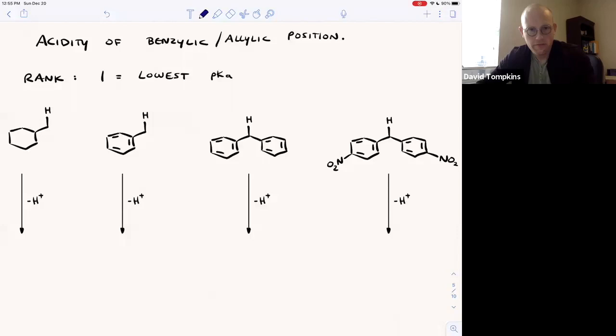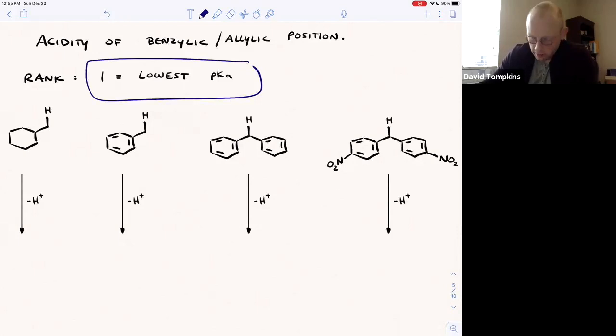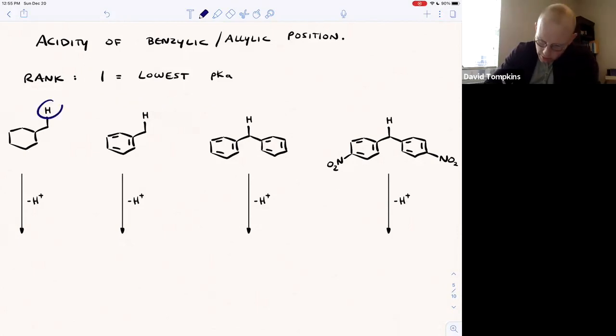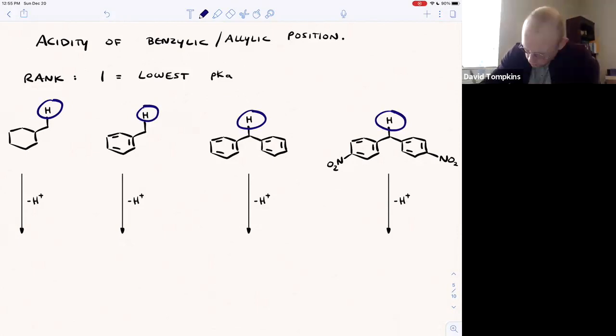So in this video, we're going to expand our discussion of the ability of benzylic and allylic positions to stabilize anions. And this is applicable in the case of acidity. So we're going to rank the following indicated protons here from lowest to highest pKa. So keep in mind that the lowest pKa is also known as the most acidic.